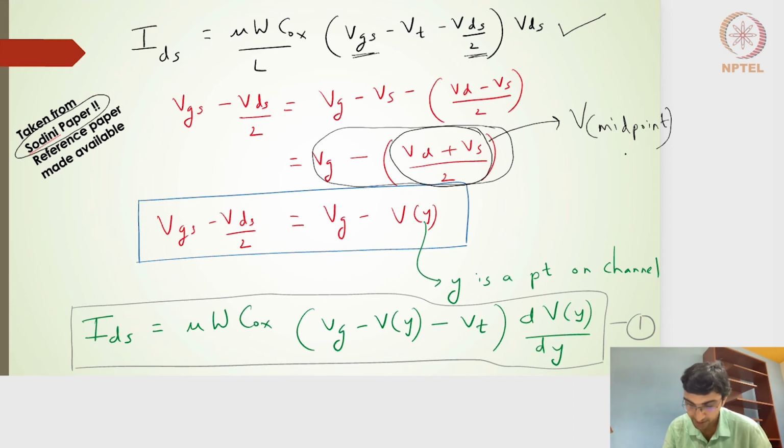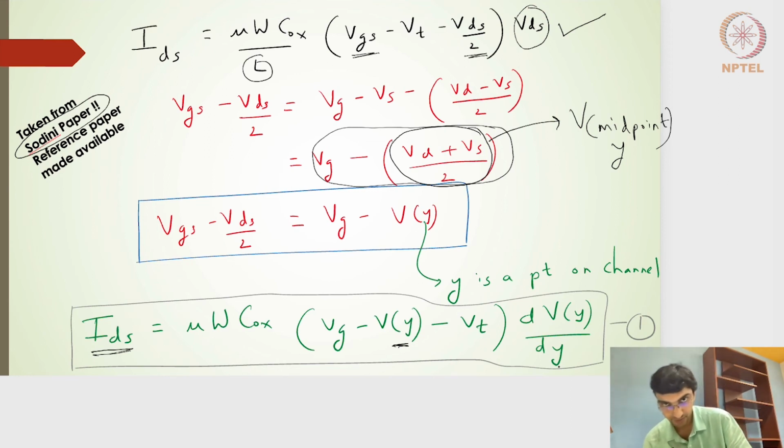So if I come back, if I consider this to be any point in the channel Y, right, I can rewrite it as V of Y, and my IDS, the current equation at any point in the channel, I can actually represent it in the form of Vg minus Vy minus Vt into, if we had this VDS and then there is an L here. So that has been converted into dV of Y by dy. Right, that's what the Sodini paper says.